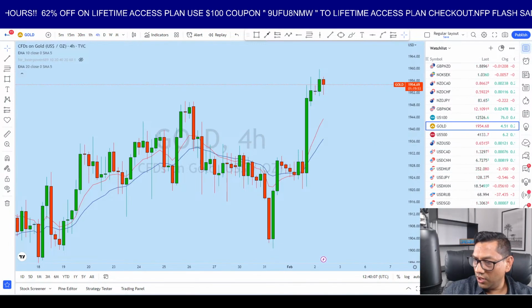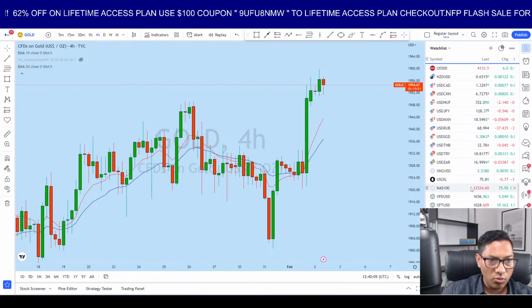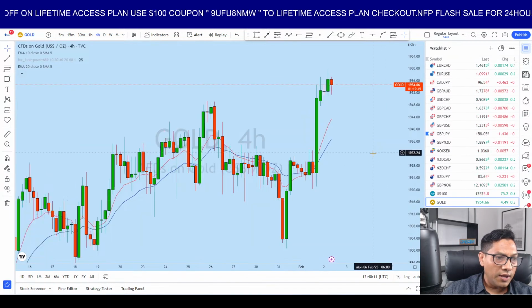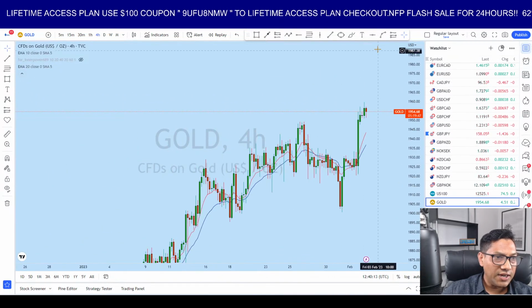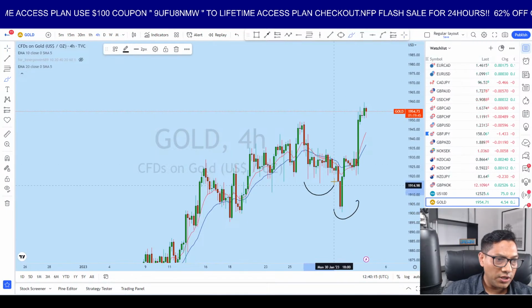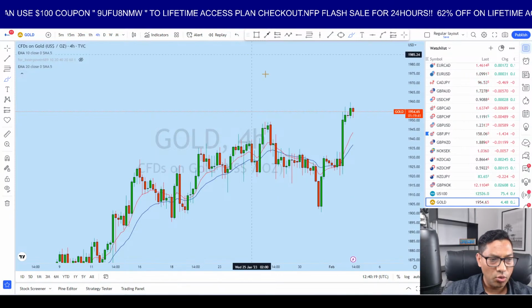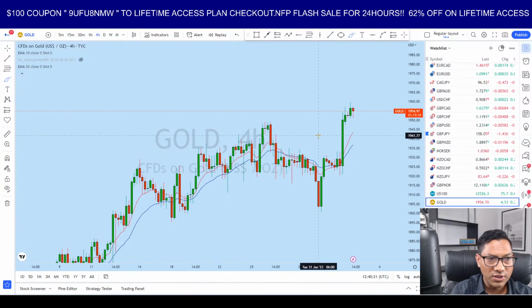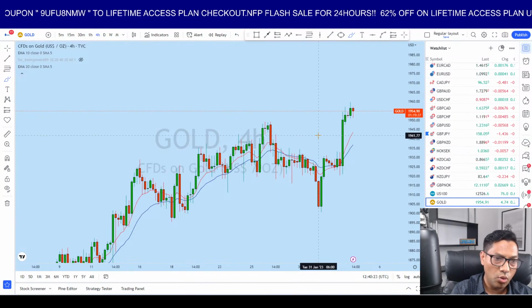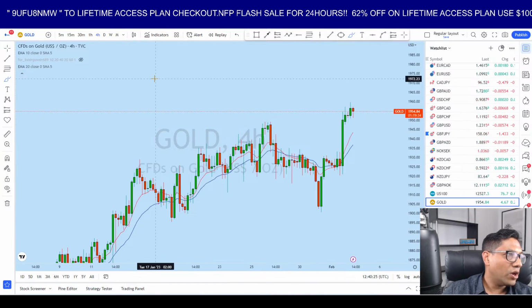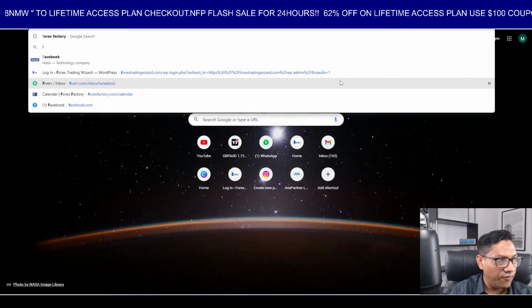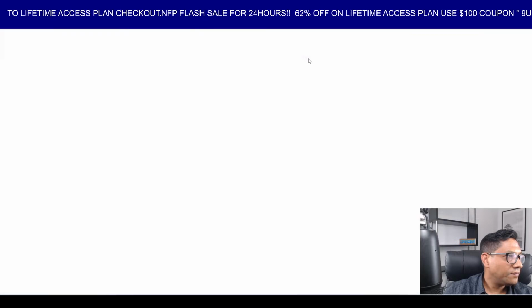So now we'll look at the gold. Now gold, you can see that there has been an inverted head and shoulders in this 4-hour time frame, which has broken to the upside. So let's look first of all at the bigger picture to understand where we can find gold trading opportunity. Now before I jump on gold, let me look at the Forex Factory calendar.